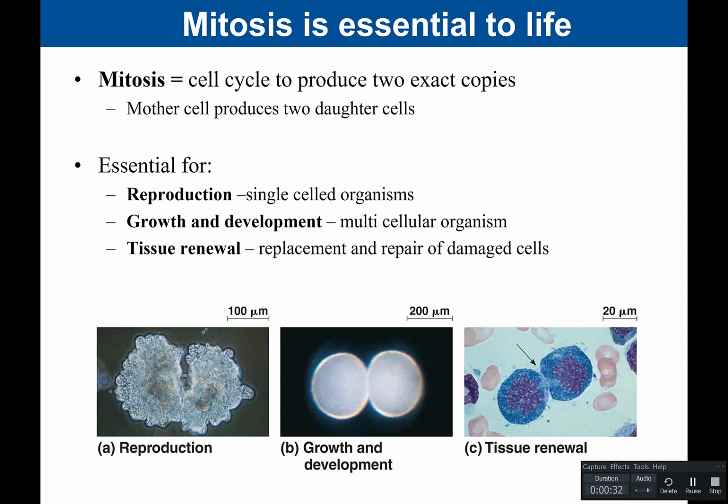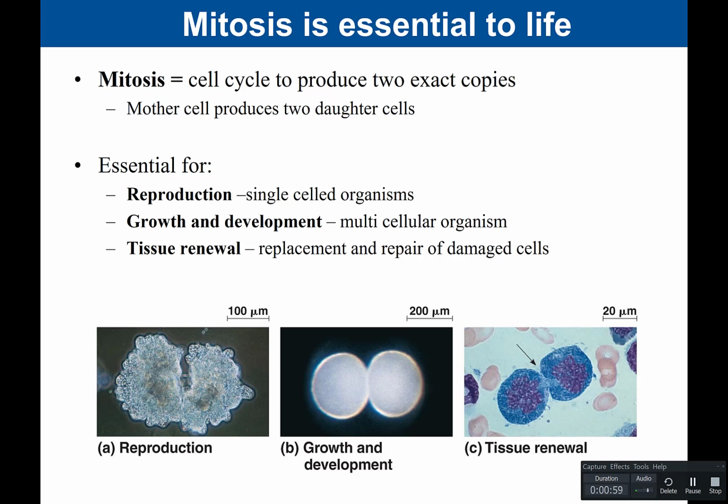Mitosis is the cell cycle to produce two exact copies. What you start with is a mother cell, and this mother cell is going to duplicate and divide into two daughter cells. What you end up with is daughter cells that are identical to the parental cell. This type of cell division is essential for reproduction, for single-celled organisms.